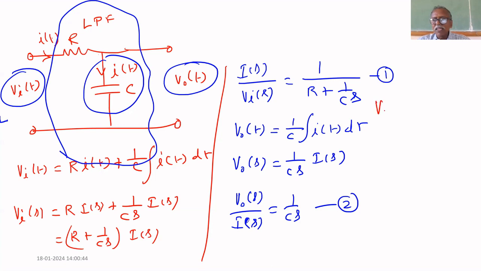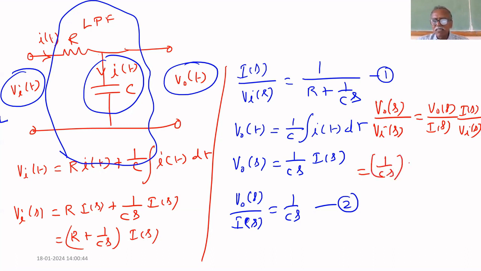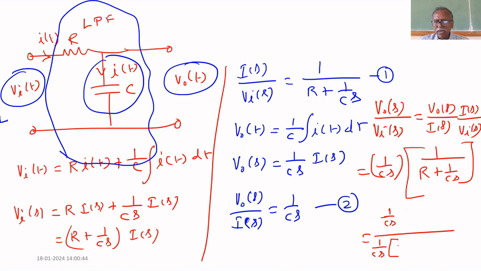Therefore, I will get V0(s) divided by Vi(s) equal to V0(s) divided by I(s) multiplied by I(s) divided by Vi(s). That is equal to what? What is V0(s) by I(s)? 1 by Cs, multiplied by this, 1 by R plus 1 by Cs. If you take 1 by Cs outside, what you will get is 1 by Cs whole divided by 1 by Cs you are taking outside, RCs plus 1, 1 by Cs getting cancelled. Therefore, 1 divided by RCs plus 1. That is the transfer function for the given circuit, output divided by input.